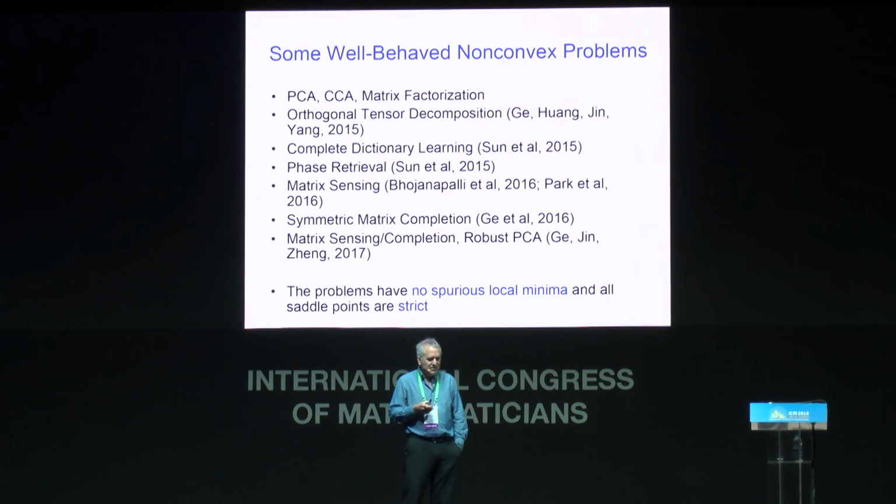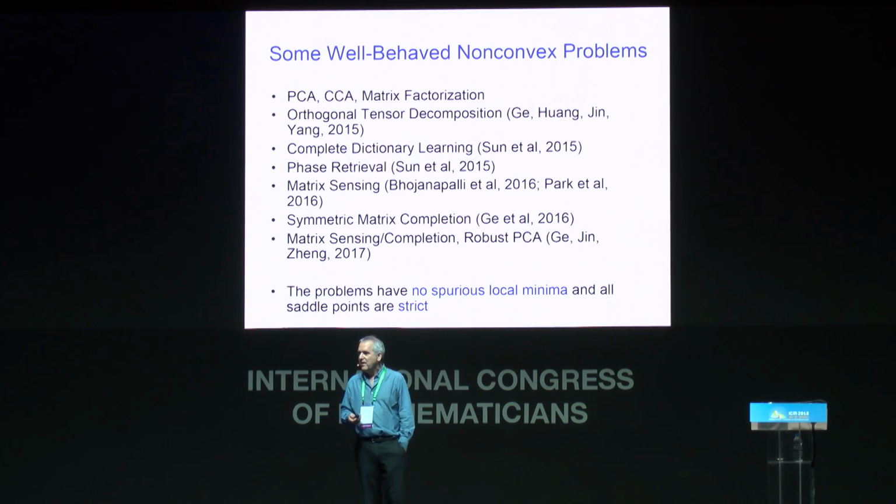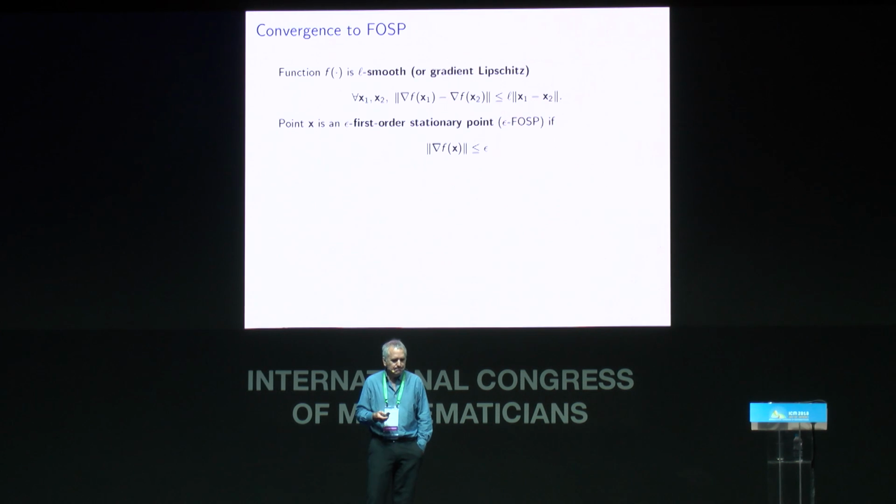Orthogonal tensor decomposition, dictionary learning, phase retrieval. These are practical problems used in biology, physics, and so on and so forth. They are non-convex, but they have provably only a single global optimum. So if you're going to study these things mathematically, really the first thing to study is saddle points and how fast you can avoid saddle points.